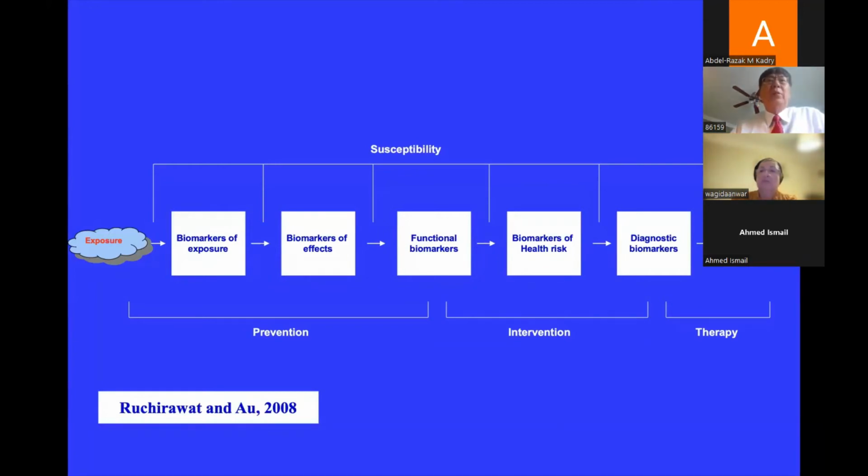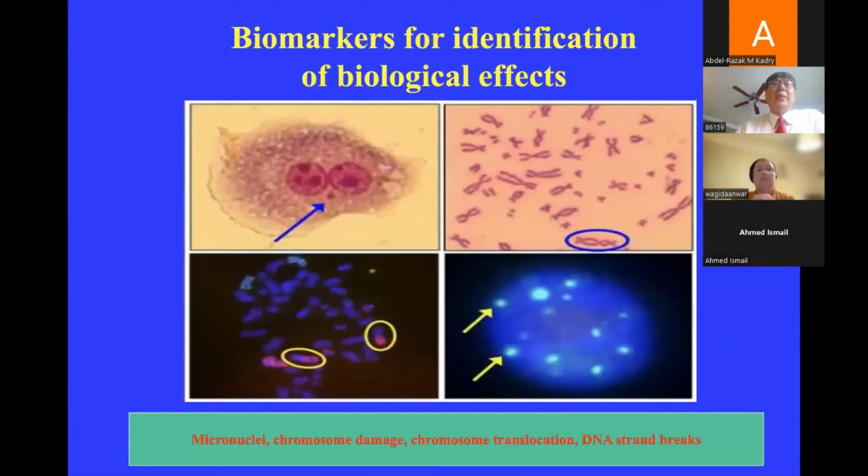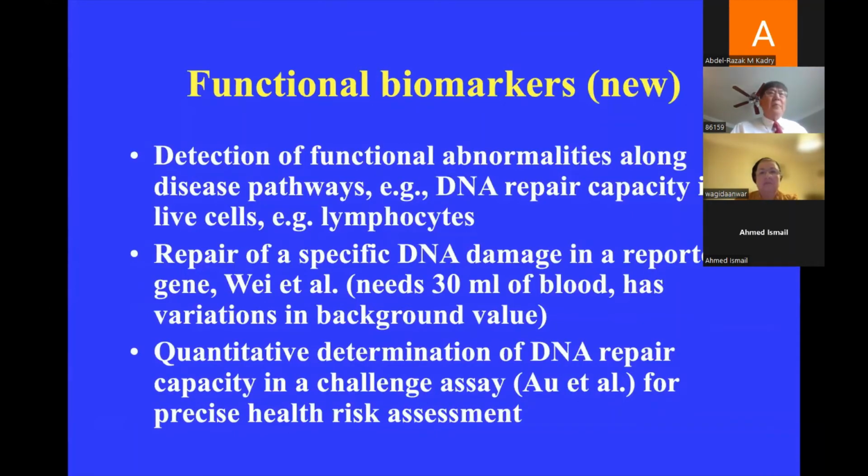So I will concentrate on functional biomarkers. Next slide. So these are some lines of biomarkers of biological effect: micronuclei, chromosomal abnormality, chromosome painting, the gamma H2AX assay. These are biomarkers for biological effect. Next slide. All right. So I address the functional biomarkers.